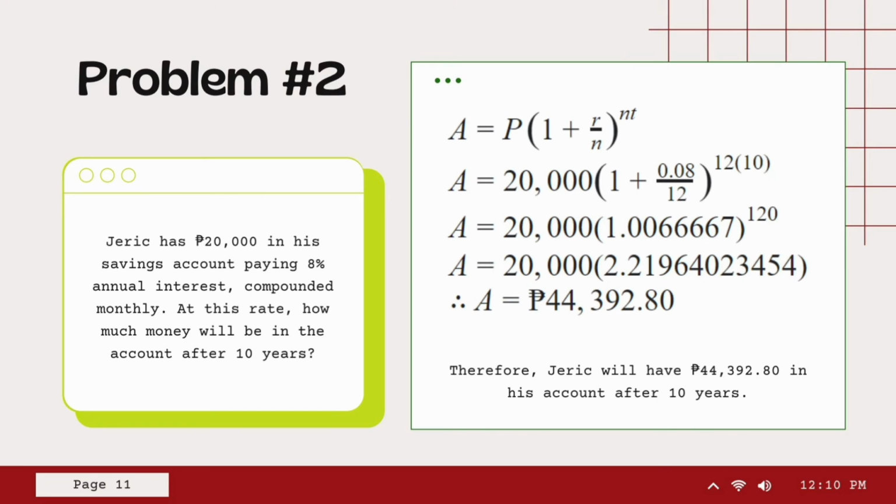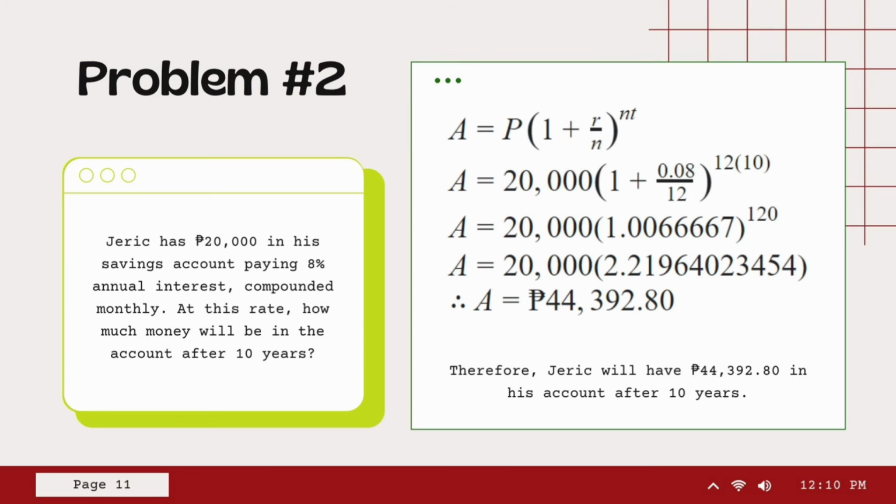Let us start with the first requirement, which is the future value of the account in 10 years. Our formula would be A equals P times quantity 1 plus R over N to the power of NT. First, we substitute the values. It becomes A equals 20,000 times quantity 1 plus 0.08 over 12 to the power of 12 times 10.